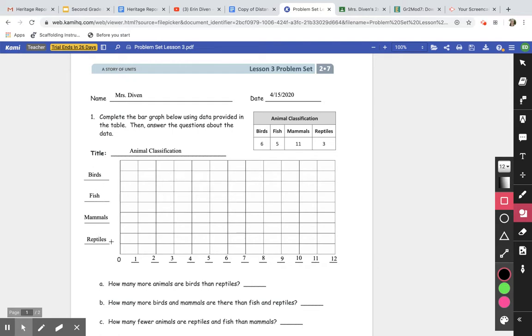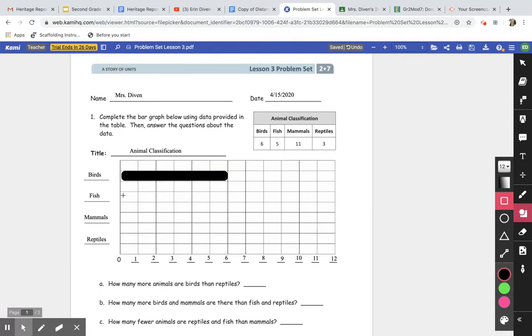Okay, now the first thing that we would also do is we are going to put our numbers below here from 0 to 12. So that way, when we're recording our data, our bar will go up to the number that's in the table. So the first one that we are going to record is our birds, and we've got 6 birds. So we are going to start our bar graph here, and we are going to make it go all the way to 6.